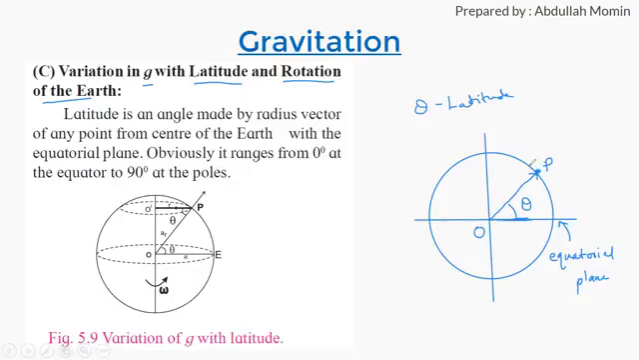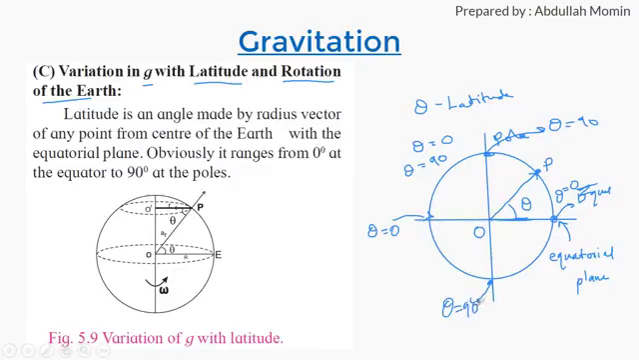So if the body is at the equator, then theta is 0, and if it is at the pole, theta is 90. So at this point theta is 0, at the pole theta is 90. So latitude changes from 0 to 90.